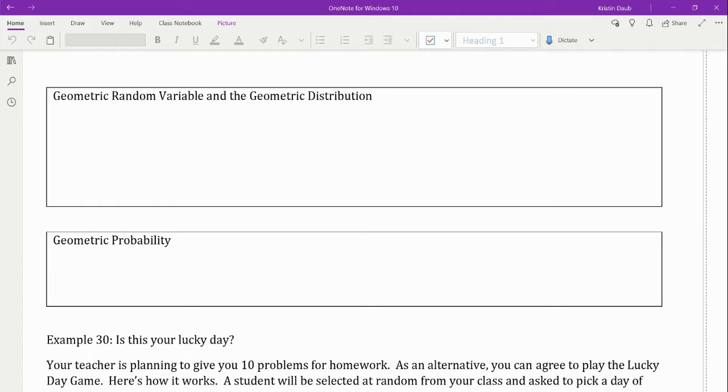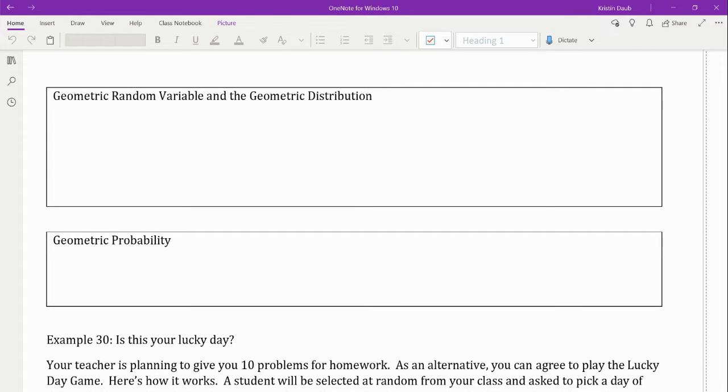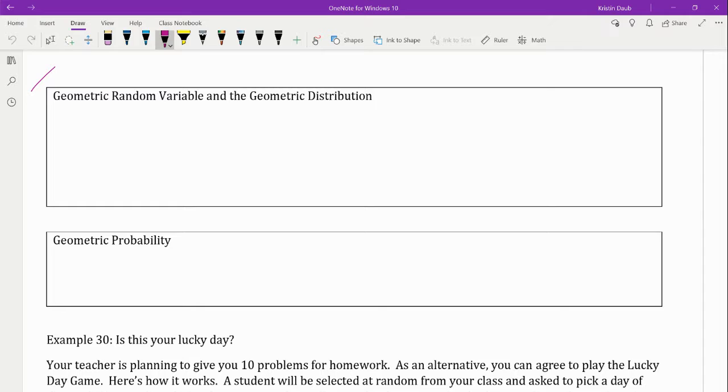I'd like to talk today about another special type of distribution. Just like we've talked about the binomial distribution in class, there's another special distribution called the geometric distribution. So let's put the date up here at the top, and let's talk about what a geometric distribution is. So I want to consider just the geometric setting.